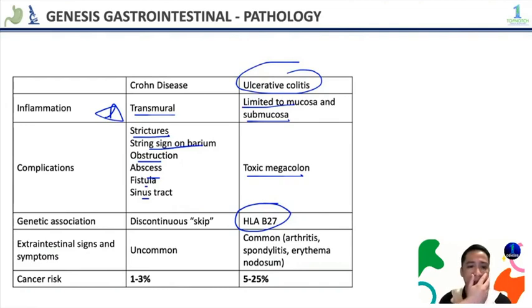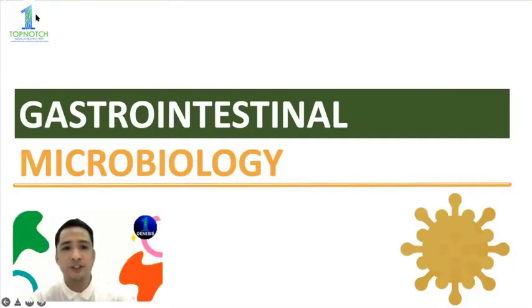Extraintestinal signs and symptoms, though uncommon, both Crohn's and ulcerative colitis can present with extraintestinal manifestations. And with ulcerative colitis, there is a higher risk of malignancy. So let's continue the discussion for gastrointestinal microbiology.